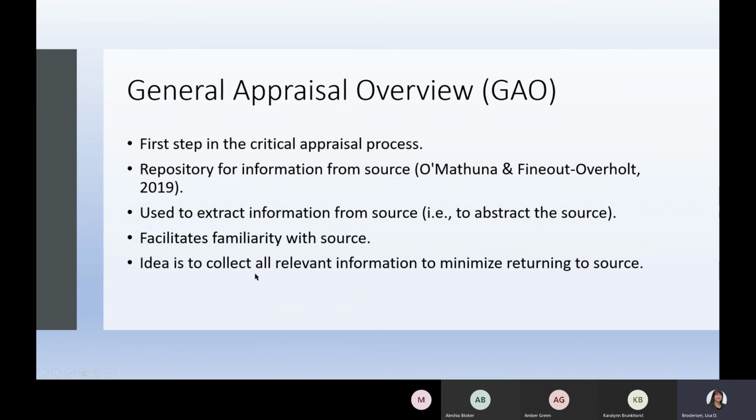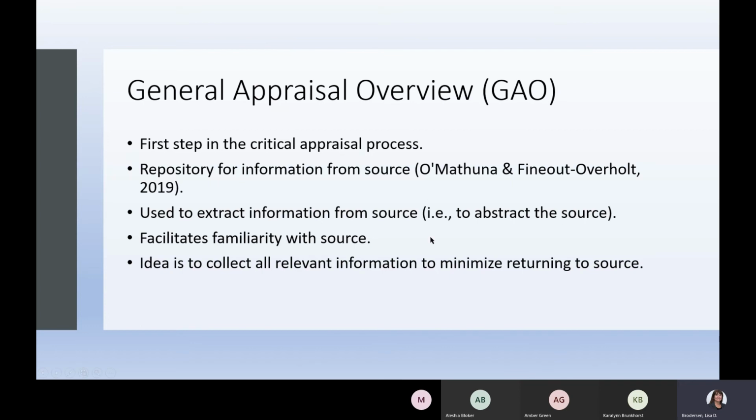Okay, so the general appraisal overview form is your first step in the critical appraisal process. It could be considered a repository for information from a source. You are reading the source and you're pulling out information and recording it on this form. So it's used to extract information from a source. And the term for that is to abstract the source. Doing this facilitates your familiarity with the source. And the idea is that you want to collect all the relevant information from a source to minimize the number of times that you have to go back to that source to look things up again.